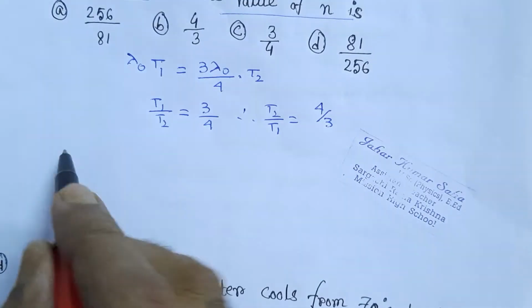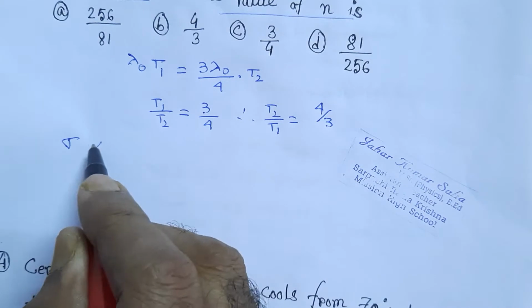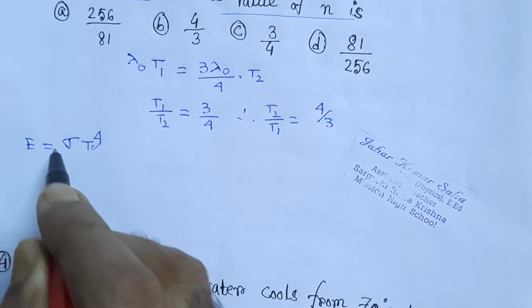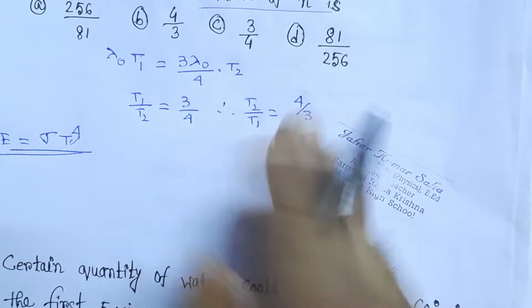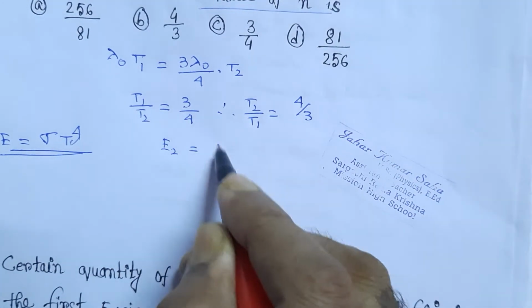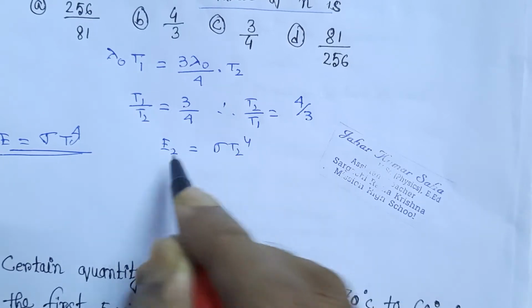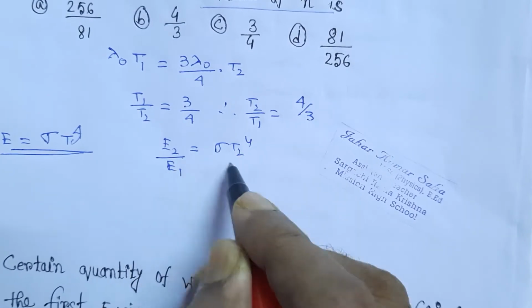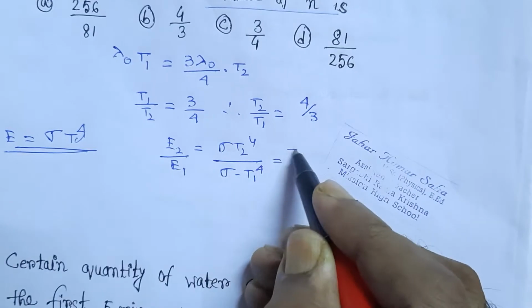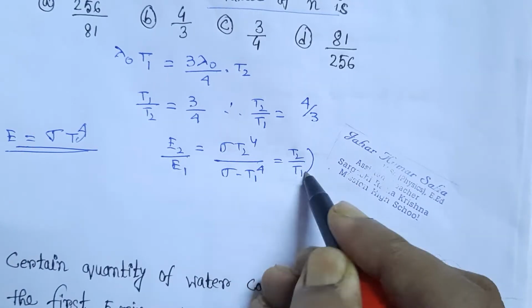Now, we know that E is proportional to T to the power 4, E equals sigma T to the power 4. So, the radiation of the second case, E2, equals sigma into T2 to the power 4, and E1 equals sigma into T1 to the power 4.